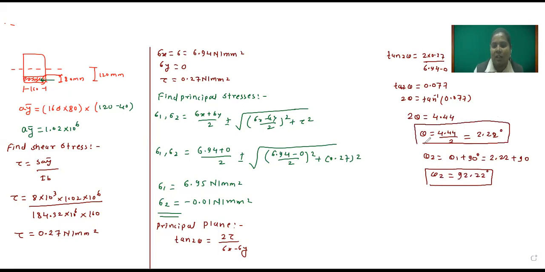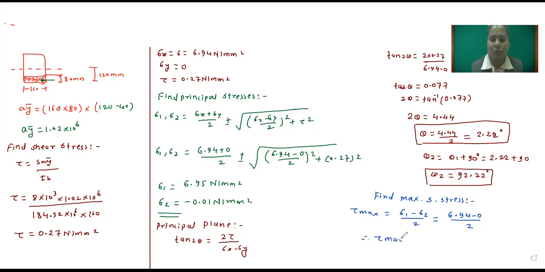After that, the next question asked is to find the maximum shear stress. How to find the maximum shear stress? Tau max is equal to (sigma 1 minus sigma 2) divided by 2. So, (6.94 minus 0) divided by 2. So tau max is equal to 3.47 Newton per mm square.